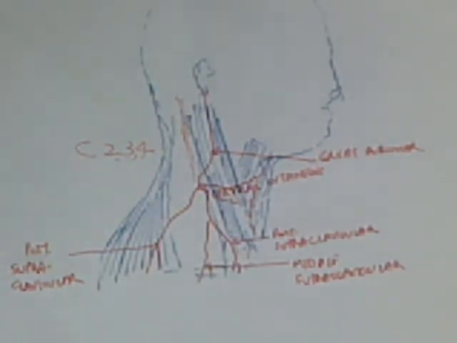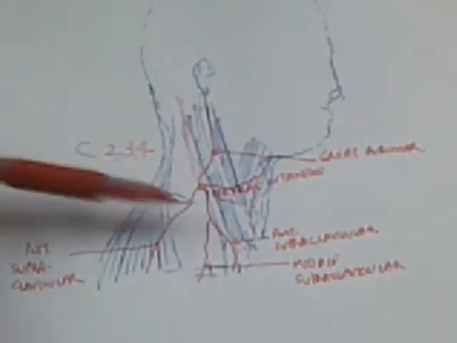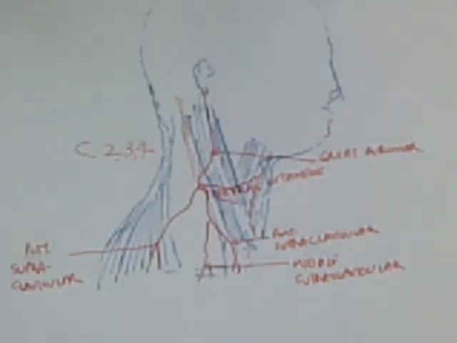Now coming to the four branches that supply the anterolateral region of the neck. The mnemonic is GALS, G-A-L-S. G is great auricular, A is anterior cutaneous, L is lesser occipital, and S is supraclavicular.